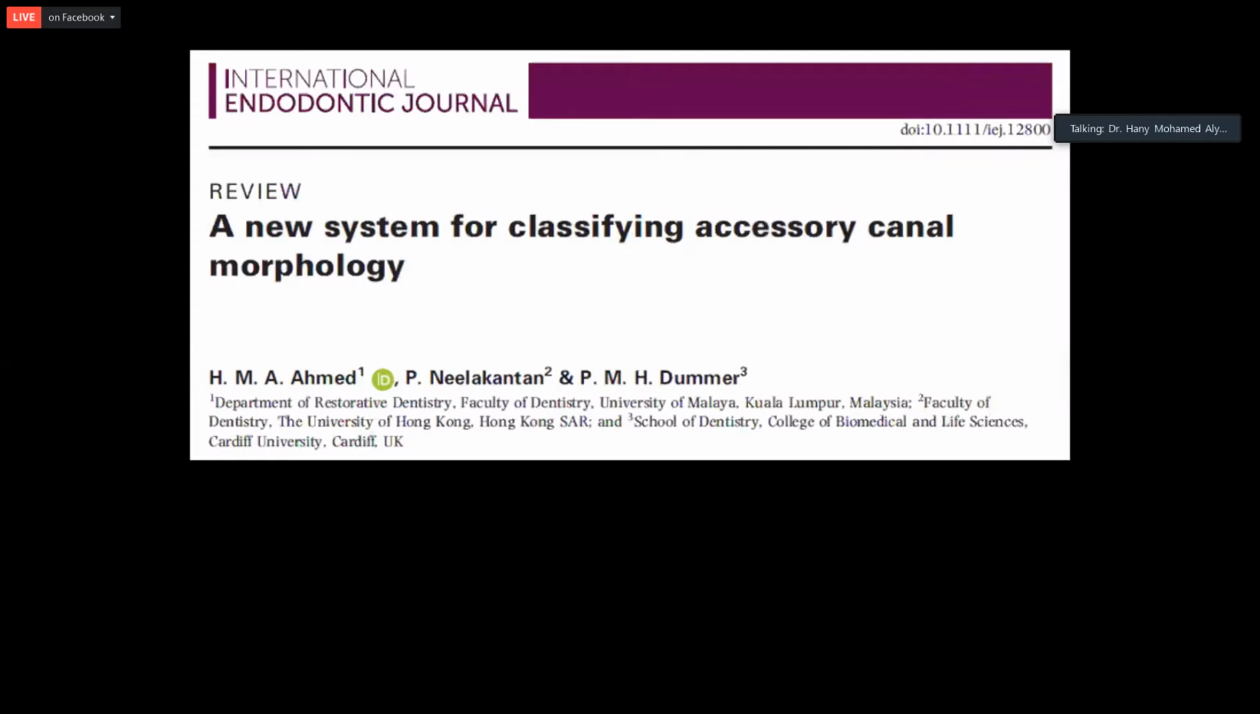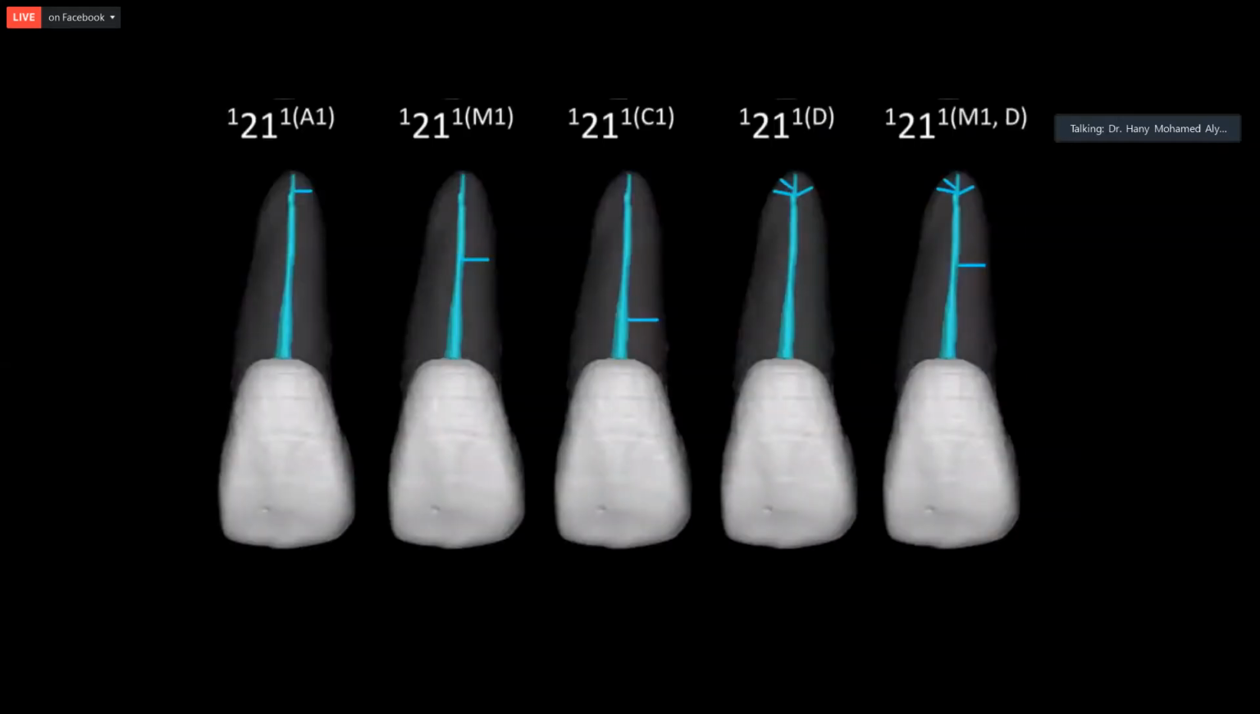So this is also a new system for classifying the accessory canals, and this classification mainly describes the configuration and the location of accessory canals.